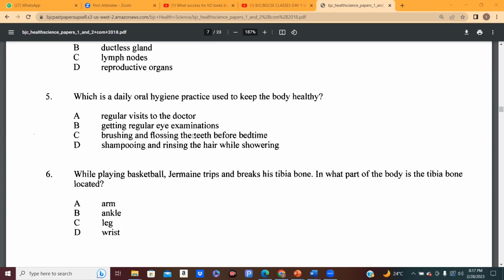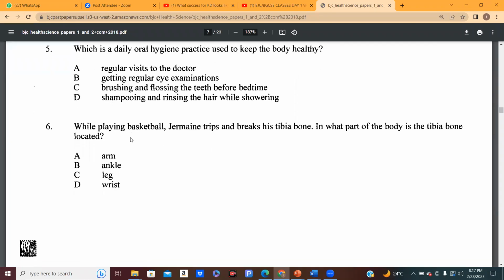C. C, very good. Brushing and flossing your teeth is an oral hygiene practice because it deals with your mouth, keeping your mouth clean. That's what oral means. Hygiene deals with keeping yourself clean, and oral deals with the mouth. And daily, obviously, means every day.